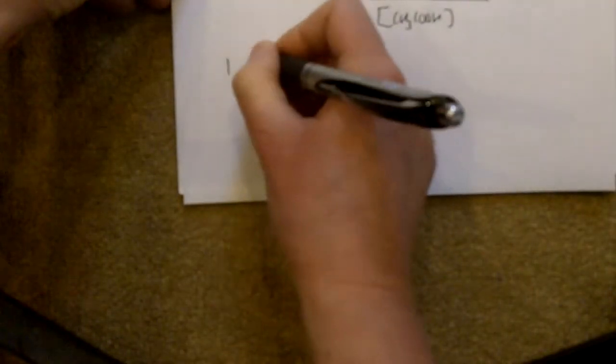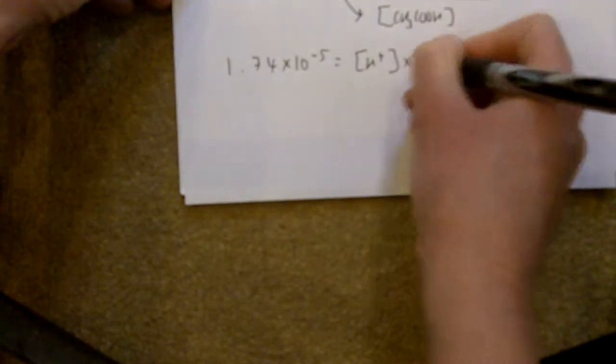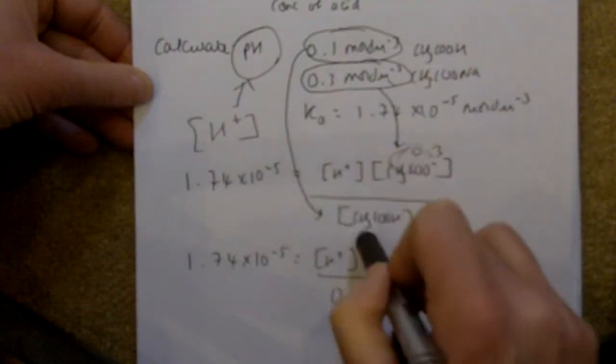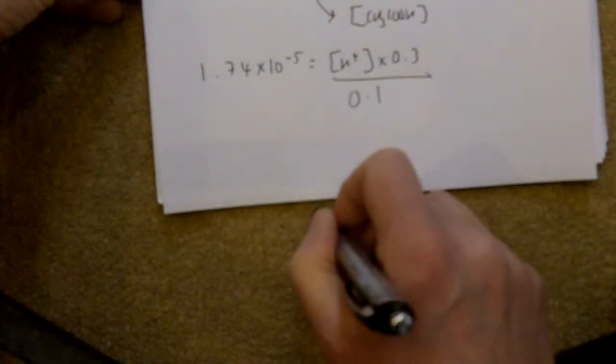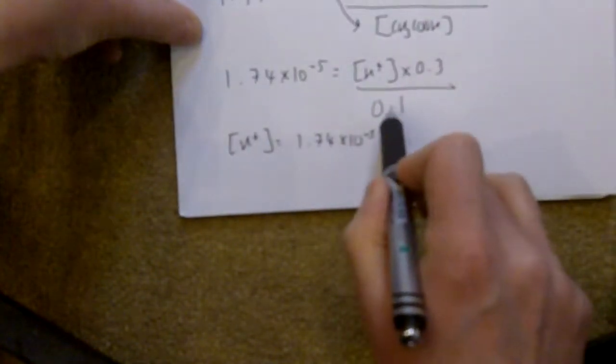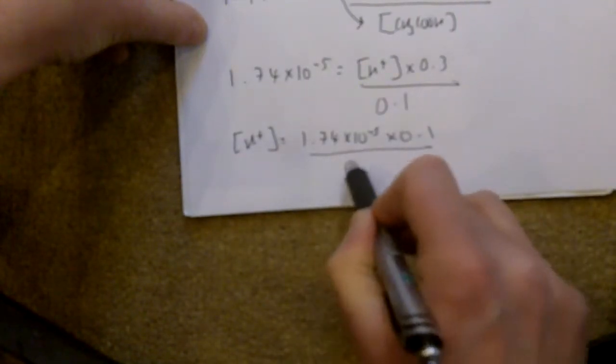calculation is going to be 1.74 times 10 to the minus 5 equals H plus times 0.3 divide 0.1, because your 0.3 is there, your 0.1 is your acid, and then you rearrange and you get your H plus. So when you're rearranging it, H plus is going to equal 1.74 times 10 to the minus 5, times 0.1 and then divide by 0.3.